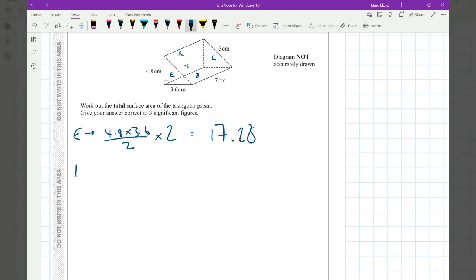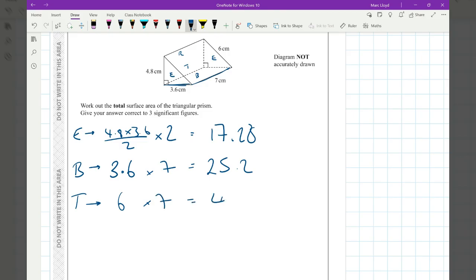Okay, now let's do the base. The base is made up of a length of 7 and a width of 3.6. So 3.6 times 7, 25.2. We don't need to multiply that by 2 because there's only one of them. It's a unique face. Then we want the T for top. That is 6 times 7, 42.